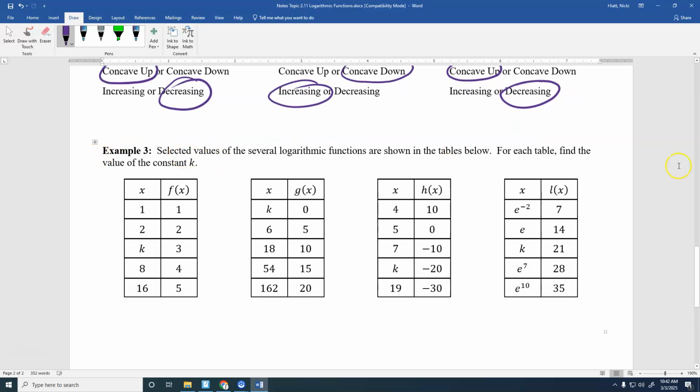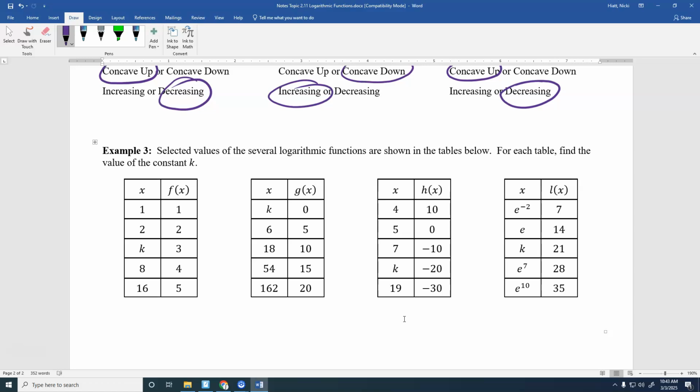Okay. Now, let's look at some table stuff with this. This would be kind of easy-ish to fill in if you had the calculator, because you could do a regression and figure it out. But I believe they would probably have you doing this without a calculator in this case. So let's look at what's happening here. It tells us selected values of the several logarithmic functions are shown in the tables below. For each table, find the value of the constant k.